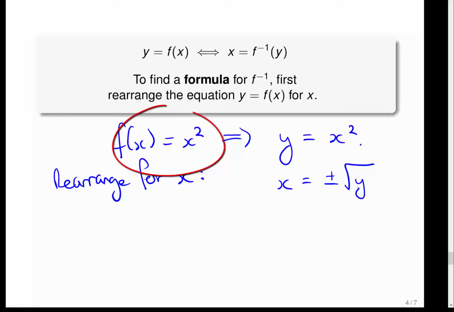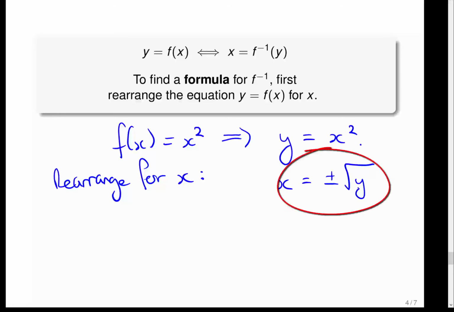But here, since we've restricted the domain to all the positive x values only, that means we're only squaring positive numbers, which means the inverse function must return these back to positive numbers. Thus here, we discard the negative sign and only need to consider the positive square root. Alright, having rearranged for x, the second and last step is to simply interchange x and y.